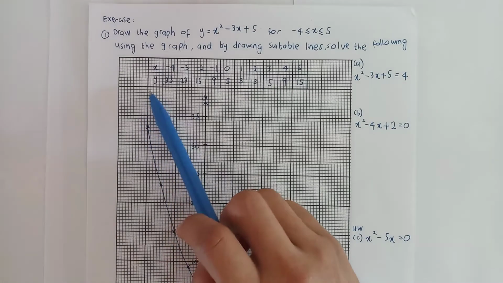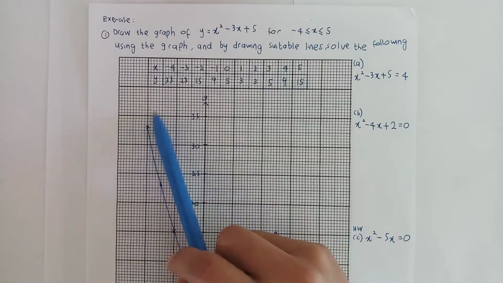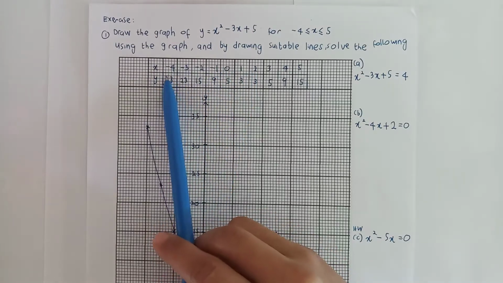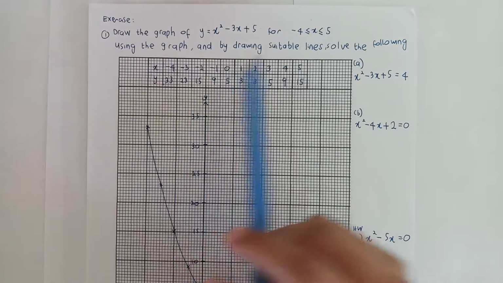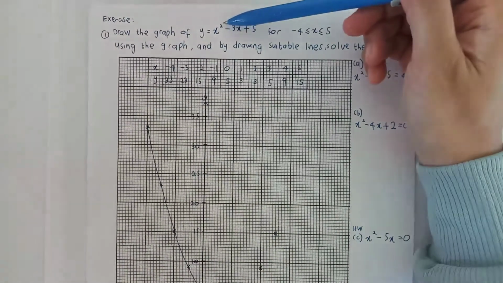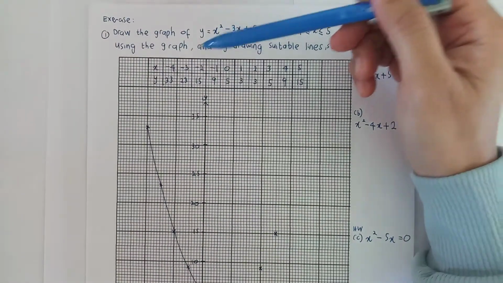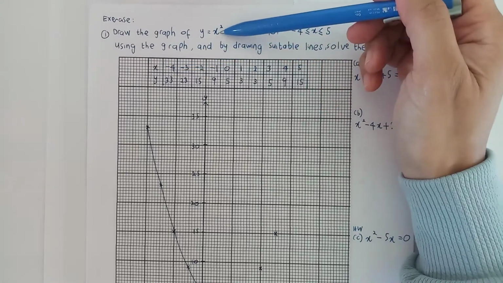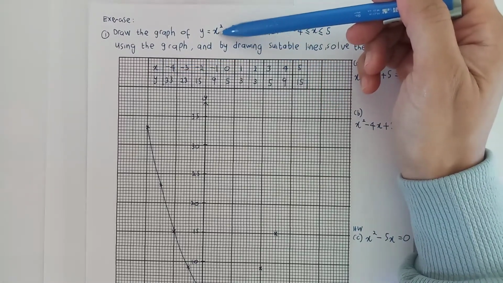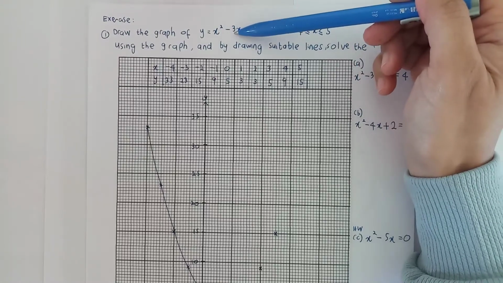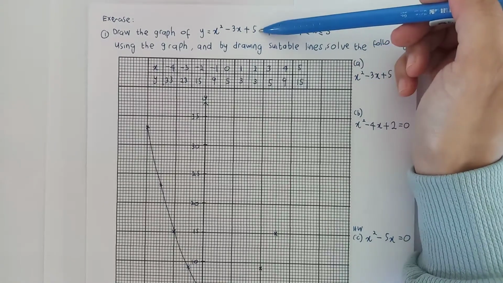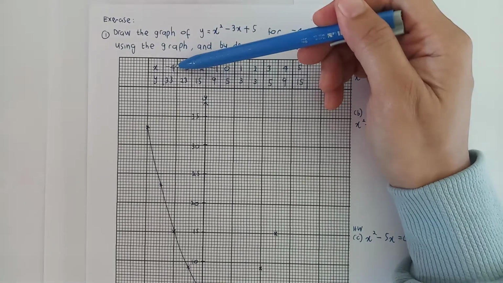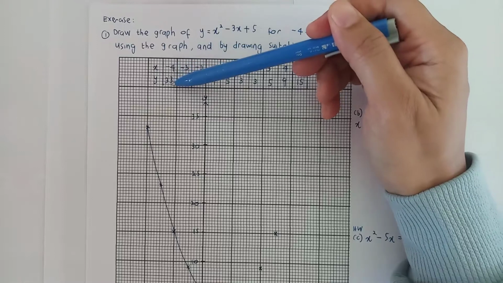So you need to calculate the corresponding value of y for each one of the x values. How do I get that value for each y? You substitute into your equation. For example, when x is equal to -4, substitute -4 into your equation here: -4 squared minus 3 times -4 plus 5. Whenever you see the letter x, you substitute it by that value. So you use your calculator, you will get 33.